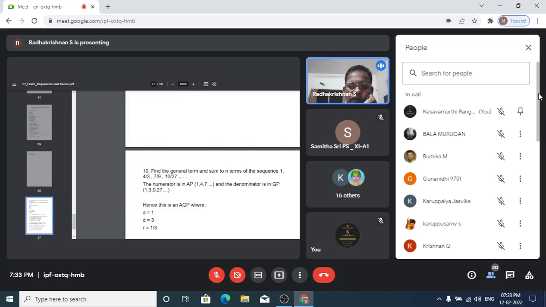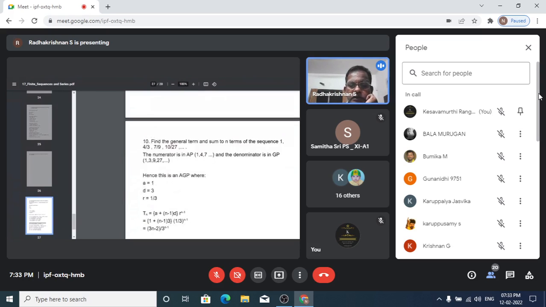The formula for sum to n terms of AGP, which is first of all you have to find out Tn. So Tn is A plus n minus 1 into D into R power n minus 1. So 1 plus n minus 1 into 3 into 1 by 3 whole power n minus 1. So that simplifies to 3n minus 2 divided by 3 power n minus 1.